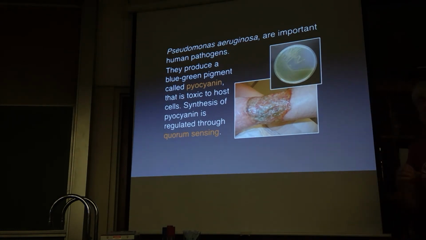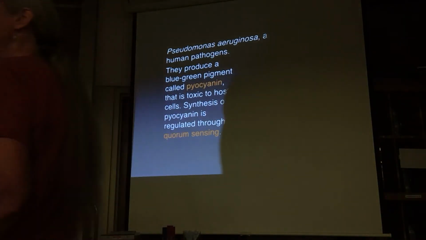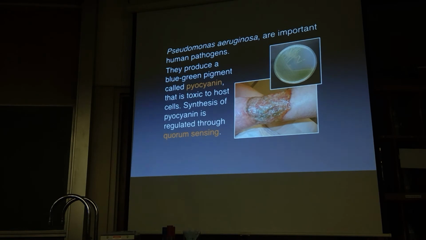Their ability to produce the pyocyanin, to produce virulence factors, is dependent on quorum sensing. So if you have just a few Pseudomonas, they're not going to do anything. When you have a lot of Pseudomonas, they're going to start producing virulence factors and cause a lot of damage. They actually inhibit protein synthesis, so the wound can't heal.